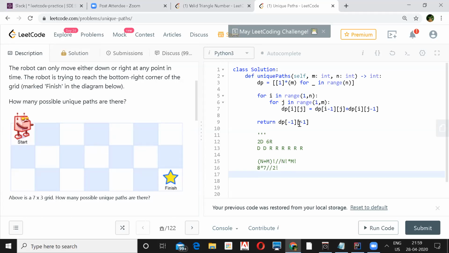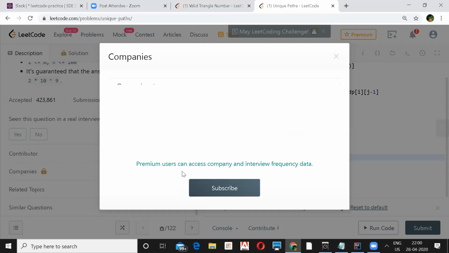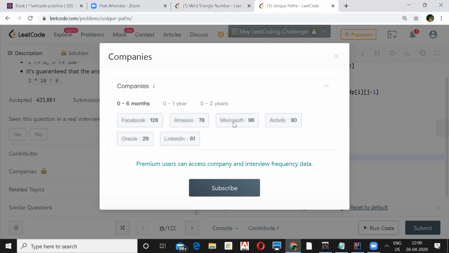Any queries further on this? Yeah, but DP looks intuitive too. That's been asked by many of them, right? Yeah. So obstacles will come, then in that case it won't work, right?